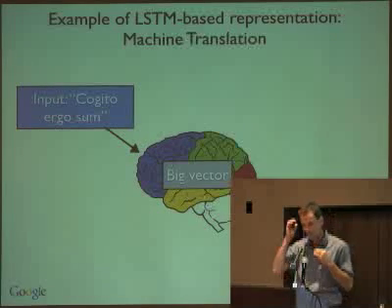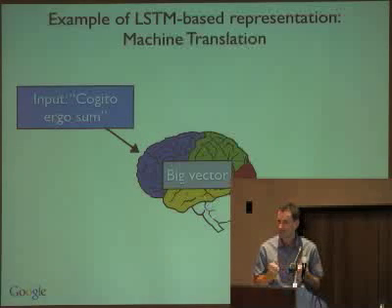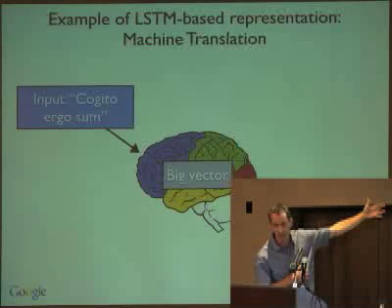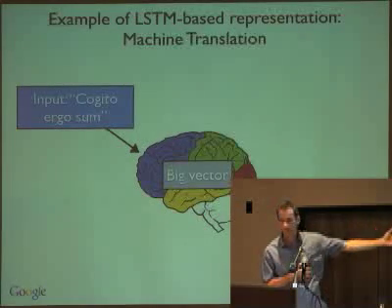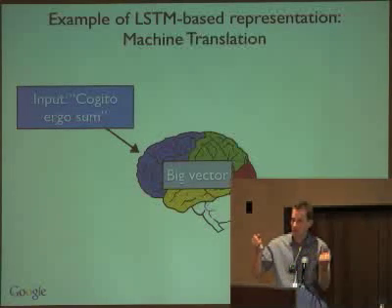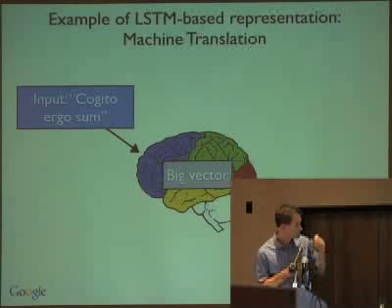Let me switch to talking about these LSTM-based models, and in particular, how they can be used for translation. For example, we'd like to be able to take some input, "cogito ergo sum," and build a big vector representation. Similar in spirit to the paragraph vectors, but doing it with a recurrent network.